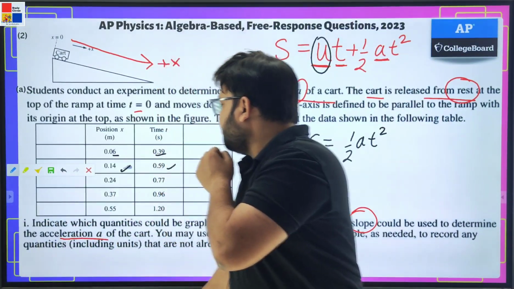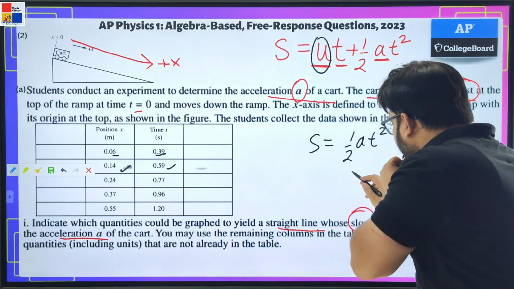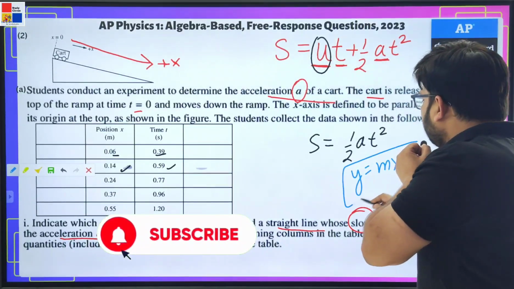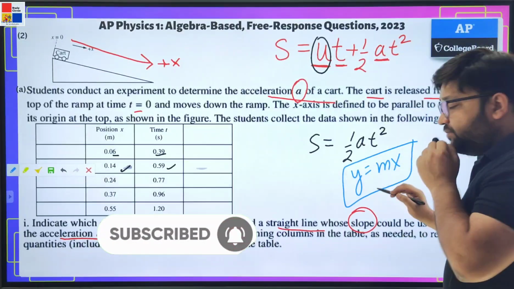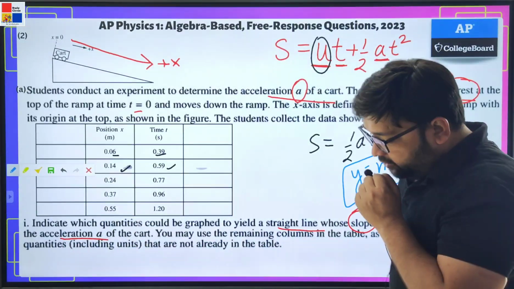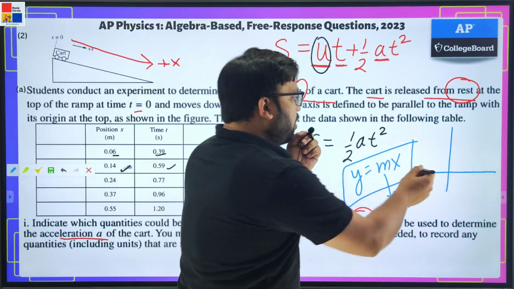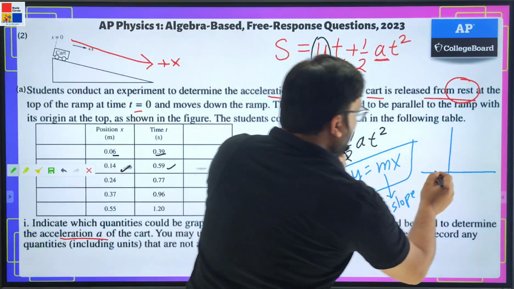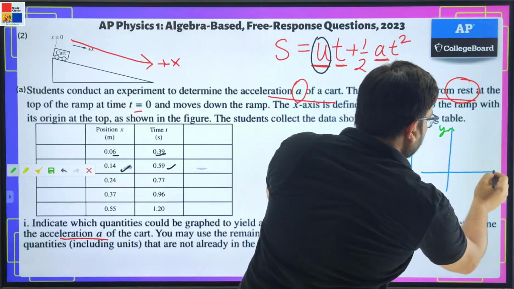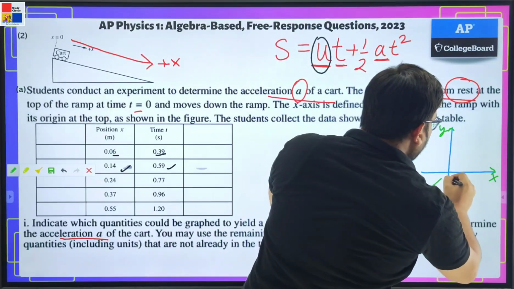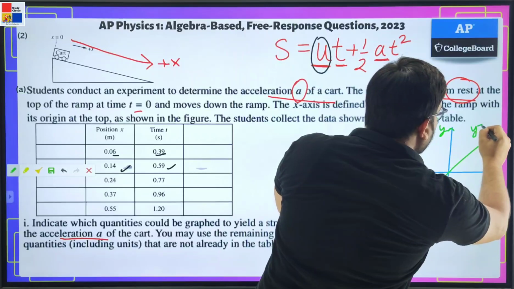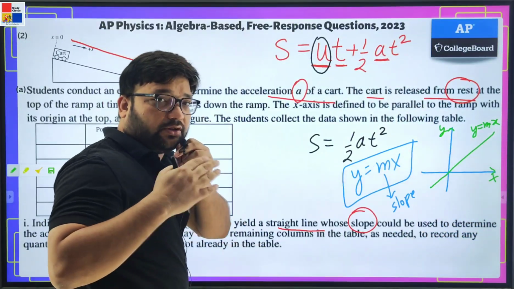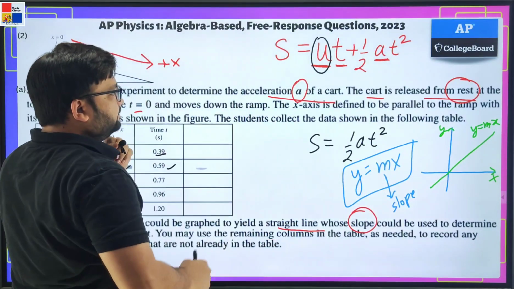I know that a graph y equals m times x, a graph like this, where m is the slope of the graph, is a graph passing through the origin with a slope m. If this is the y-axis and this is the x-axis, y equals mx is a line like this, where m decides the inclination, the slope of the line.